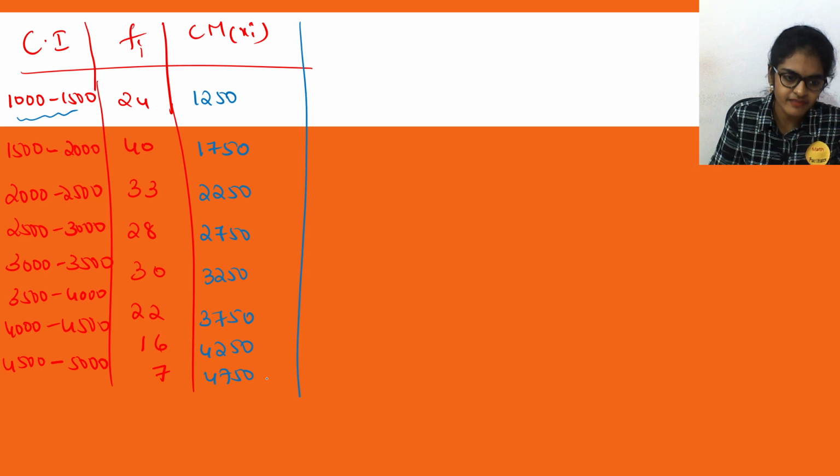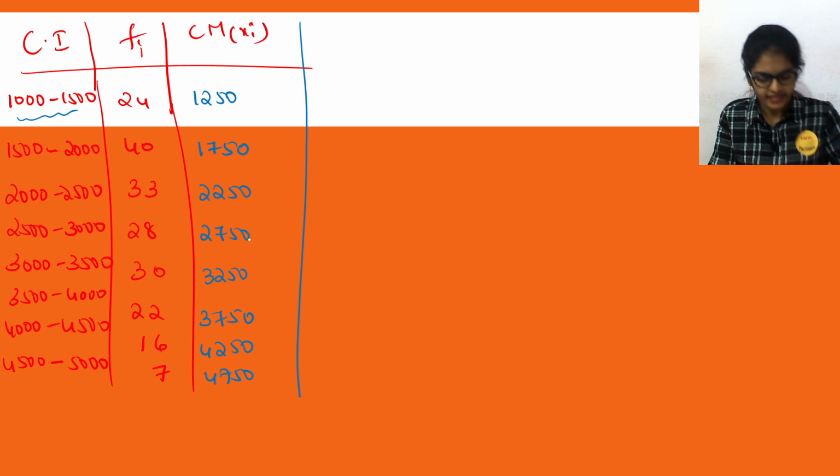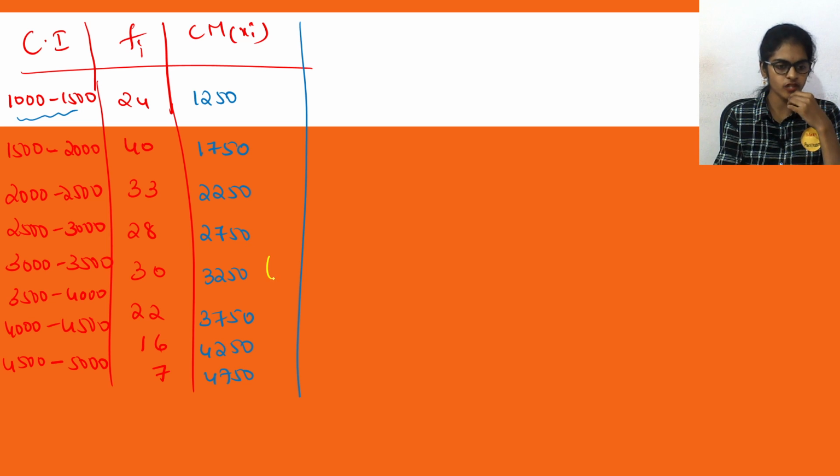Now, since the values are very big, I don't want to use the direct method, I'll use the assumed mean method. I'm just assuming the middle value. See here, 1, 2, 3 and 1, 2, 3, so you can have two middle values. I'm assuming 3250 as the assumed mean, with 4 values above and 3 values below. You can assume 2750 also, there is no problem.